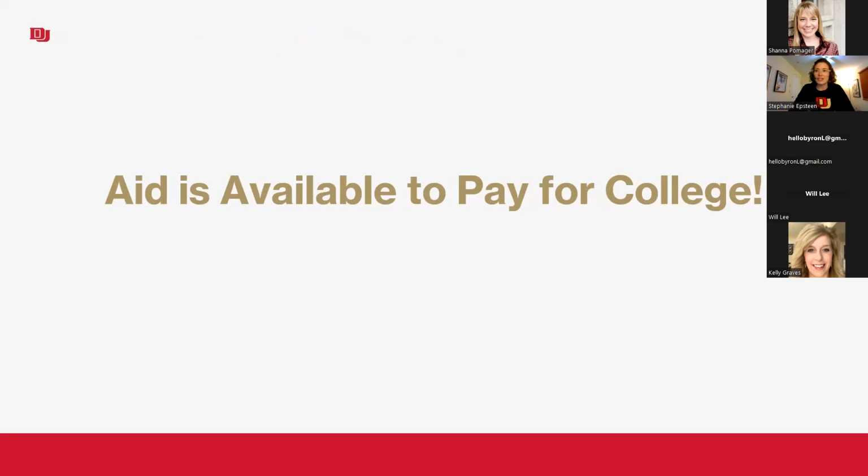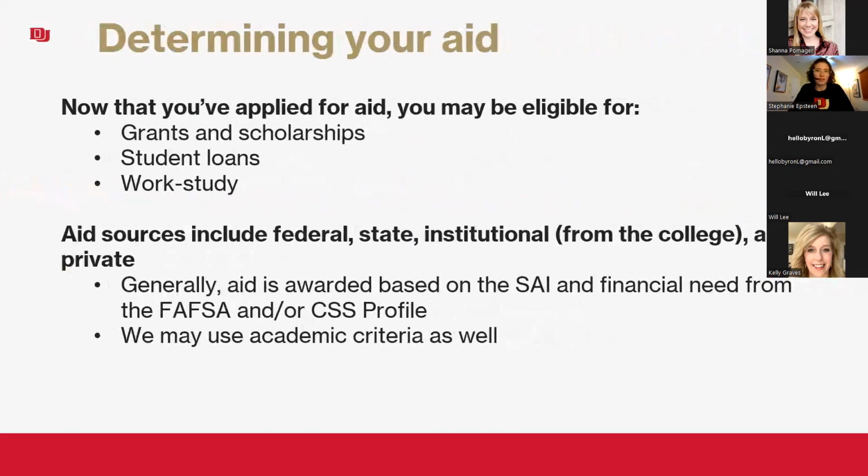All right. So we've done the applications, we've submitted everything. So now let's talk about what aid is available to help pay for college. So now that you've applied for aid, you may be eligible for grants and scholarships, student loans, work study, other institutional scholarships as well. So yeah, federal, state, and institutional aid.